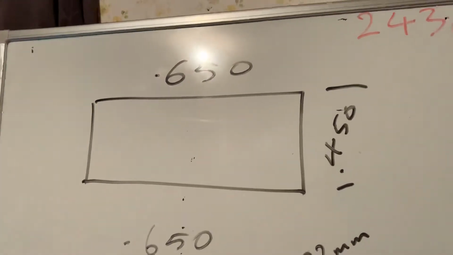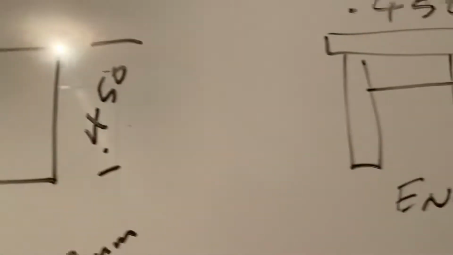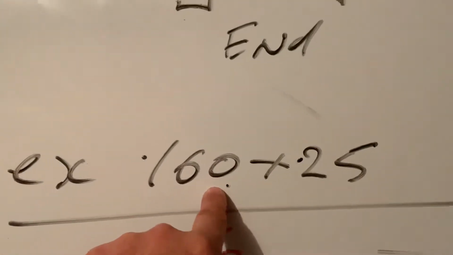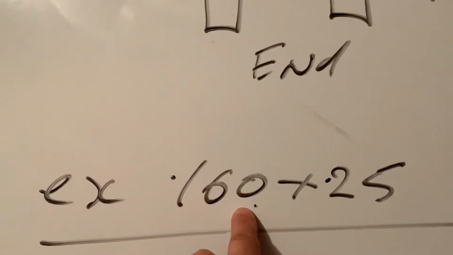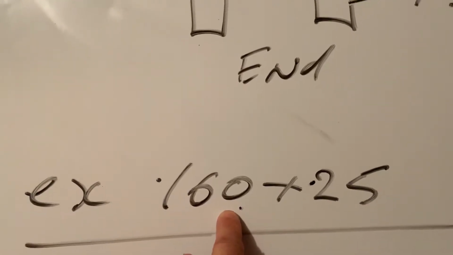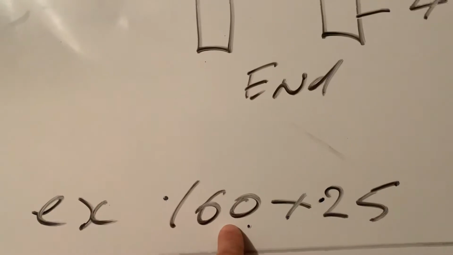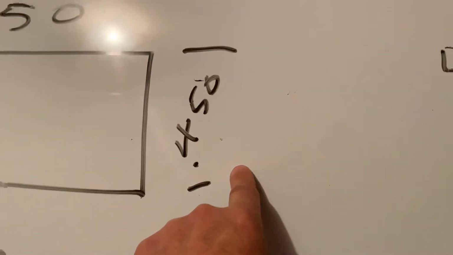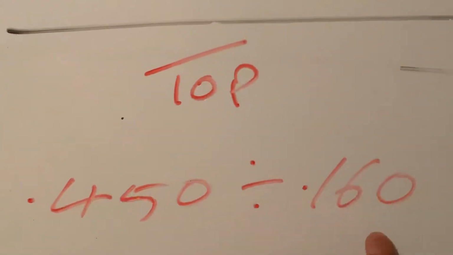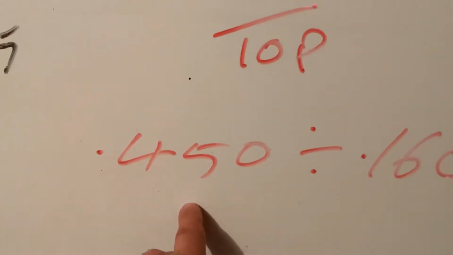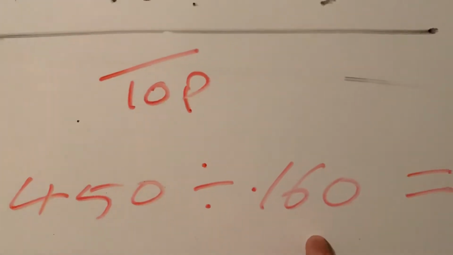Now we're going to build this tabletop, which is 450 wide, with this dimension of timber, which is only 160 wide by 25 millimeter thick. To figure out how many pieces of 160 millimeter you need for 450 millimeters, we simply divide 450 by 160. Don't forget to put the point in: 0.450 divided by 0.160.